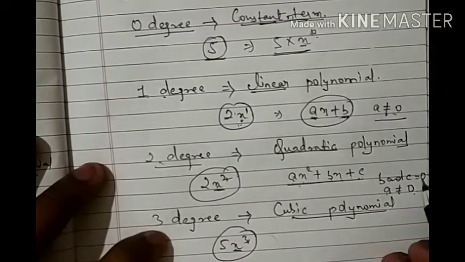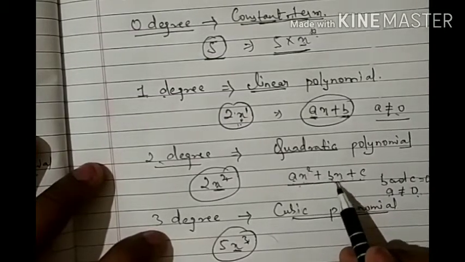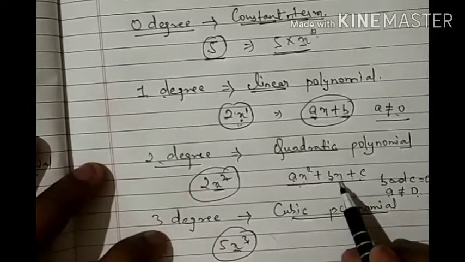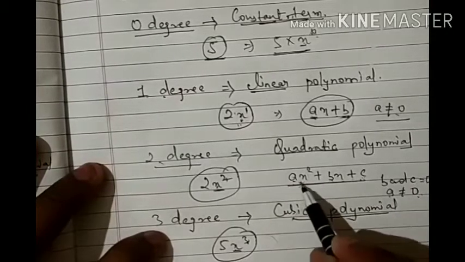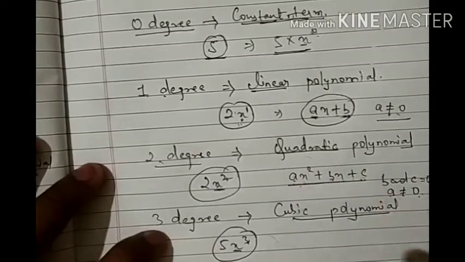If b and c are equal to 0, we multiply 0 with x, we get 0, and c is 0. Then 0 plus 0 will again be 0. What do we get? Ax square. That will be an example of a quadratic polynomial.